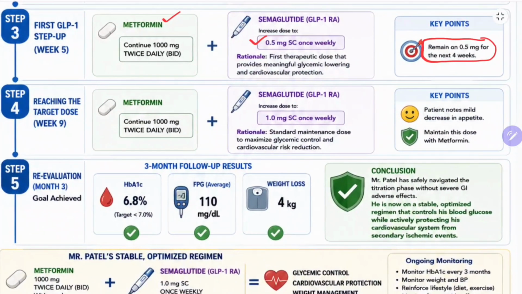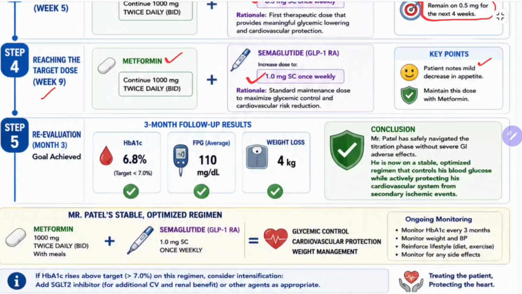Now in the third month, metformin is continued as usual, 2 grams per day in divided doses. Semaglutide is increased to 1 mg subcutaneous once weekly. Key points: the patient notes a mild decrease in appetite. Maintain this dose with metformin. Now in the third month, we will do follow-up investigations.